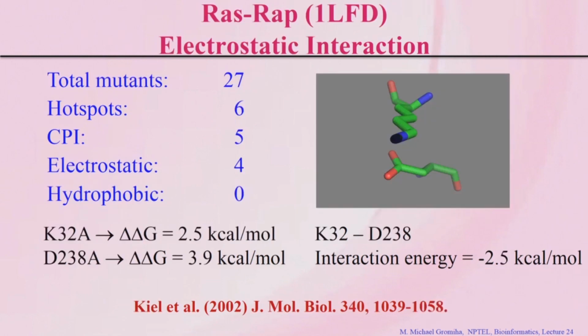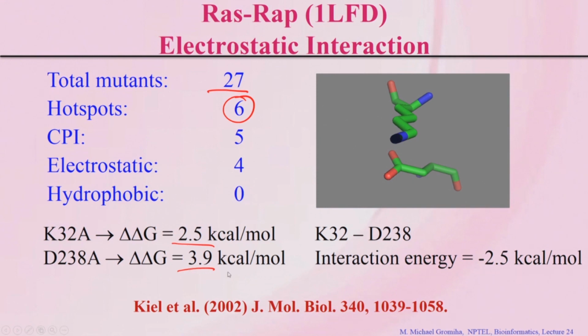So another example, this is the RAS protein. Here this is the importance of electrostatic interaction. This group mutated 27 residues. Among the 27 mutants, they identified only 6 as hotspots, and if you do the analysis on the hotspot residues, 5 are involved in cation pi interactions and 4 are electrostatic interaction forming residues, they are charged residues. So here they mutated lysine 13 to alanine and reduced the free energy by 2.5 kilocalorie per mole, and for D238A, you can see they showed a free energy change of 3.9 kilocalorie per mole.